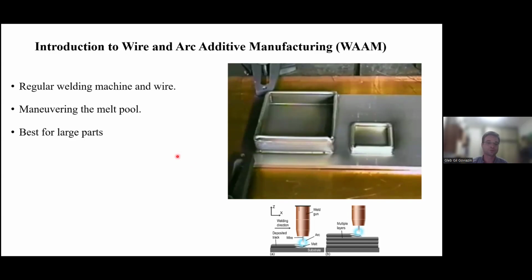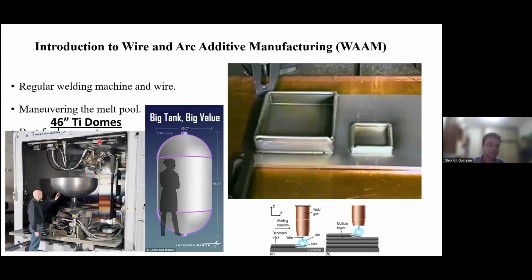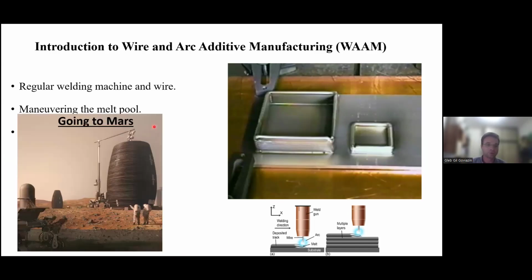How large should those parts be? So here is an example of such large parts. This bridge in Amsterdam, you can see its dimensions up here, is huge and was printed in one piece. This dome of a high-pressure vessel that was sent to space, you can see its dimensions in inches here. And who knows, maybe one day we'll all go to Mars and build our homes in this way.